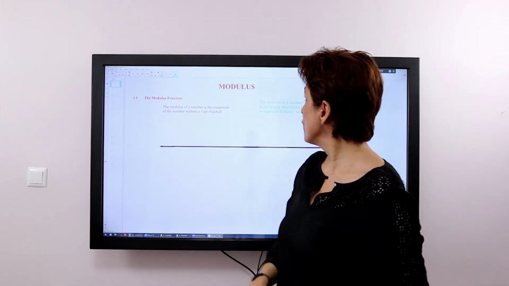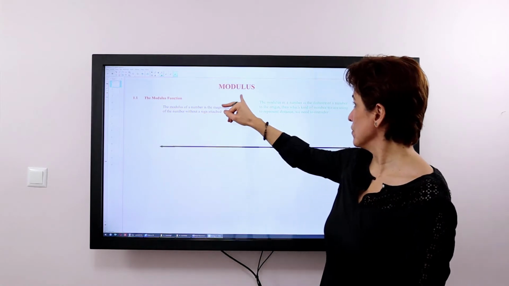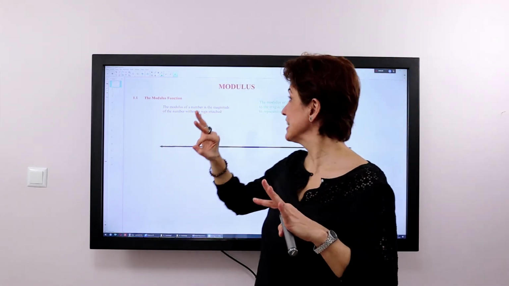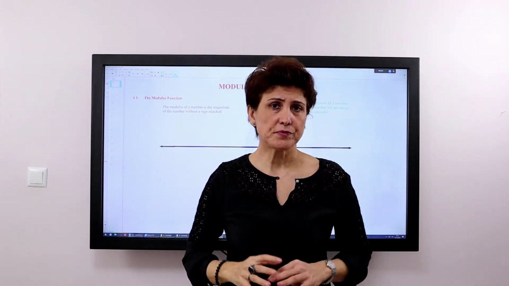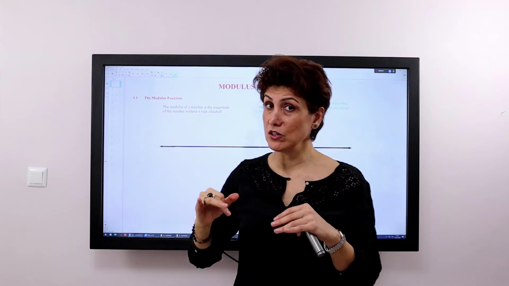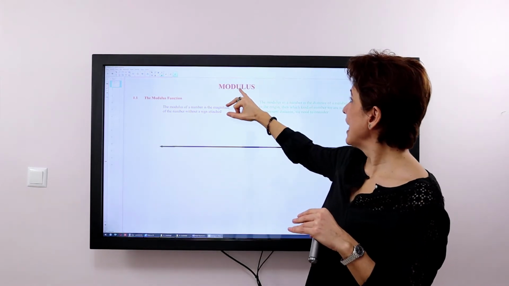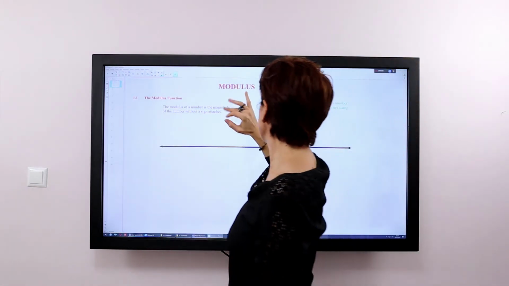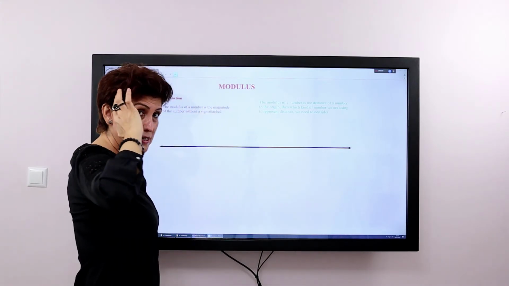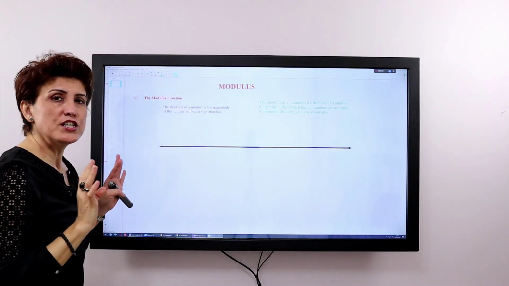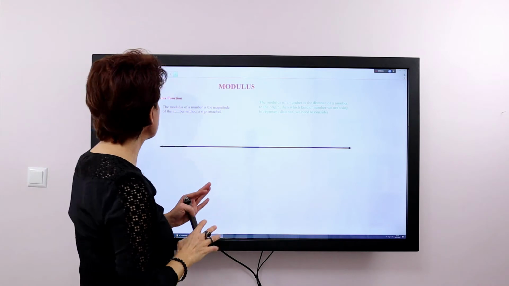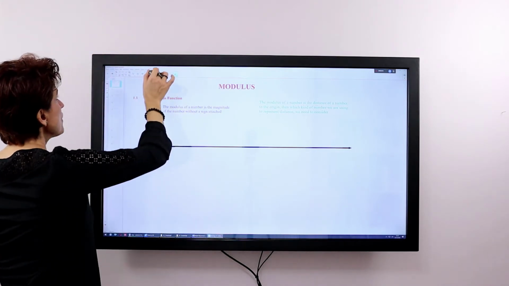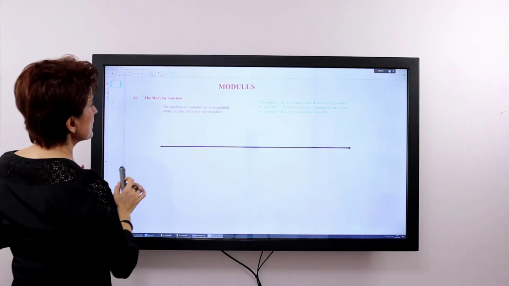Okay? Our first chapter is Modulus. Maybe you haven't learned Modulus clearly before. However, in this lesson, we will study Modulus in all its dimensions. Okay? Let's start. First, you need to understand the definition of modulus. Here, I wrote two different definitions.